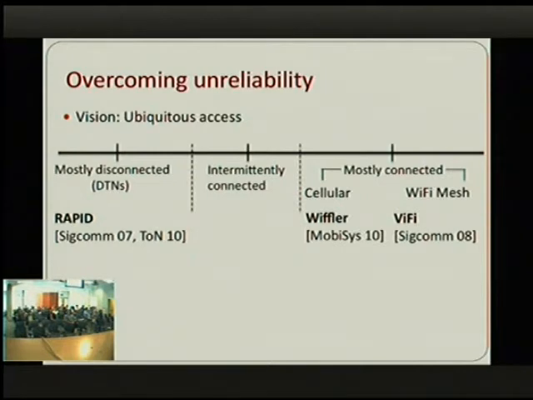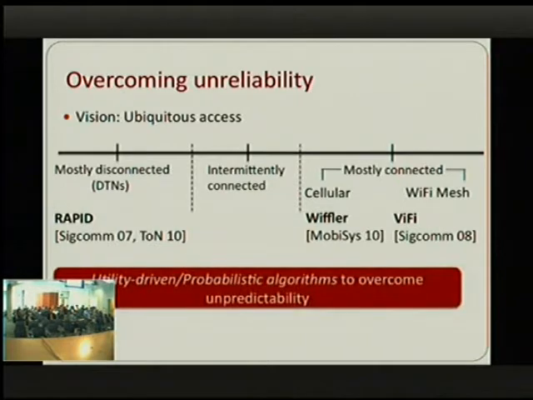The protocols I'm going to talk about, at least RAPID on one side and Wi-Fi on the other side, are used to support different kinds of applications and are deployed in different environments. But the main problem is unpredictability. And so I'll also talk about how we can use utility-driven probabilistic algorithms to overcome this unpredictability.